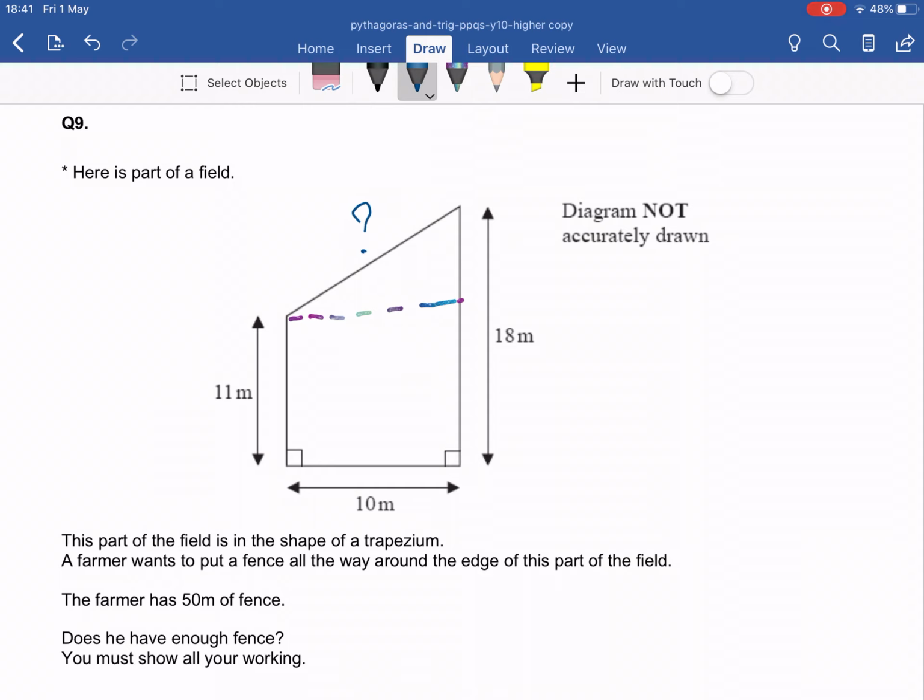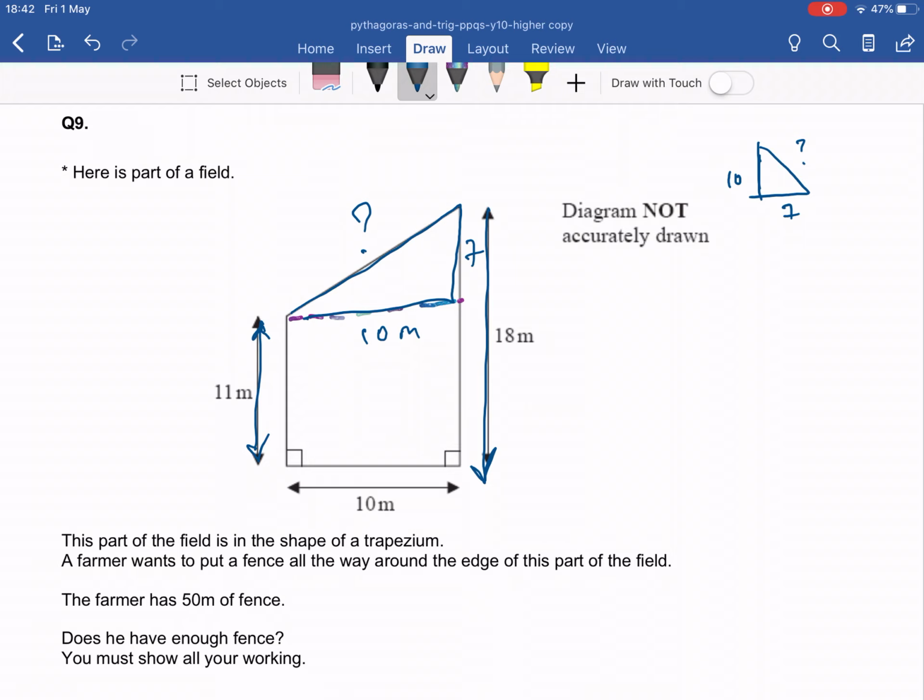So I know that this dotted line that I just drew is 10 meters. And I also need to work out the base of this triangle that I've got here. So the whole thing is 18, up to here is 11, so the rest is going to be 7. So this means that I've got a right angle triangle, of course, with a base of 7 and height of 10. So I am going to have to work out what the hypotenuse is here.